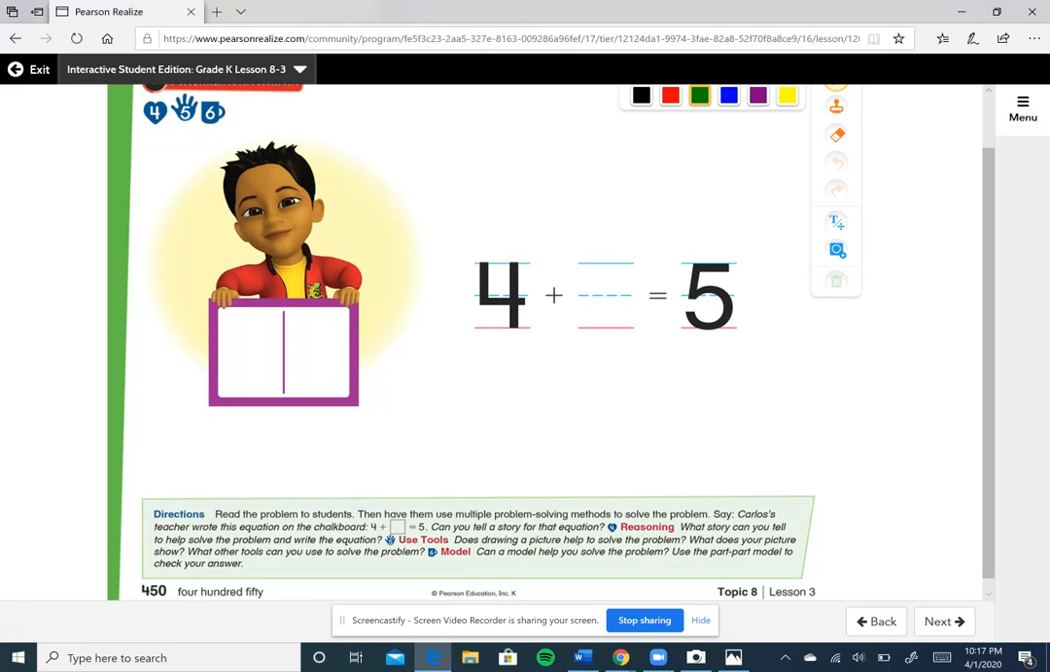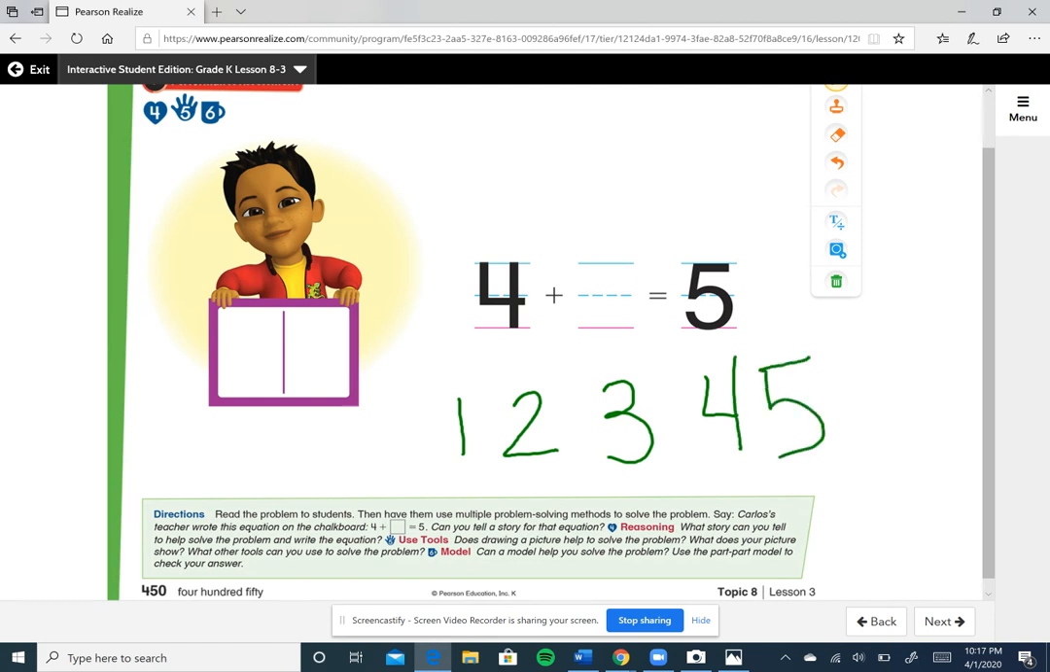So if you have a number line, I know I sent the number line home, you can grab that if you want. Or if not, you can do what I'm going to do, and write my number line. 1, 2, 3, 4, 5. And we're going to do our jumps. Do you remember how to do our jumps?